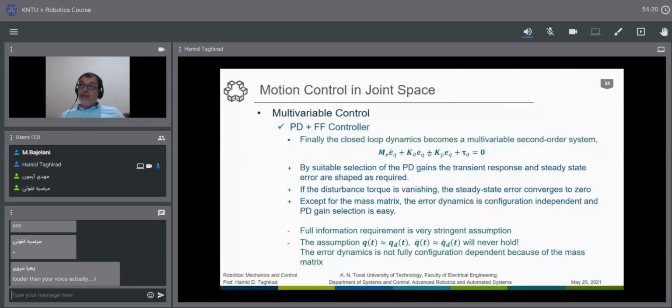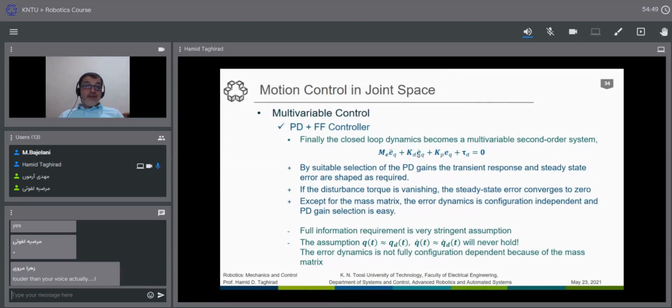You can apply it to the system to see how this works. M, Kd, and Kp will give you the natural frequency. The natural frequency at each joint will be the square root of Kp over M, and also the zeta comes from this Kd term, as we talked about in the linear part.